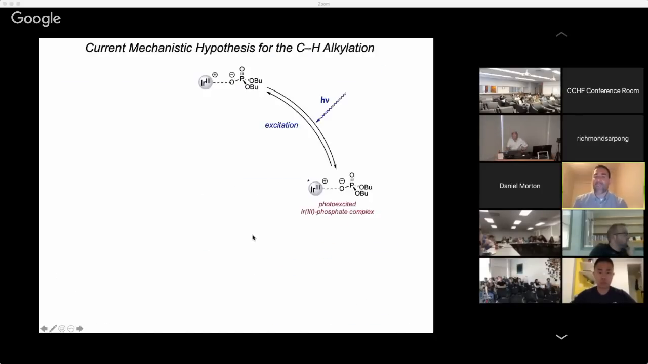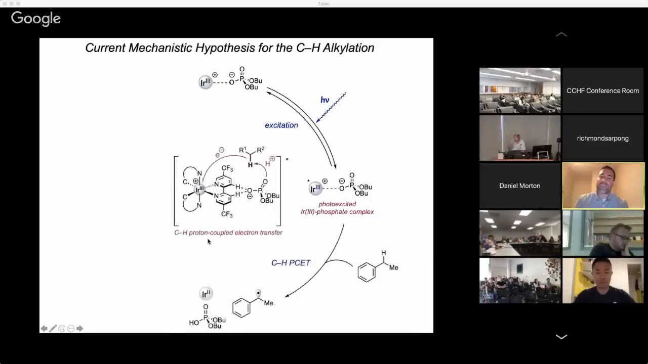Okay, so our best mechanistic hypothesis at this point is that this complex is excited to give a photoexcited complex, which then participates in a CH bond PCET reaction. Typically, proton-coupled electron transfer uses relatively acidic bonds, such as NH bonds, right, where the base can bind. There's no way that the phosphate base is going to bind to a CH bond, especially not in an intermolecular way at any appreciable amount.